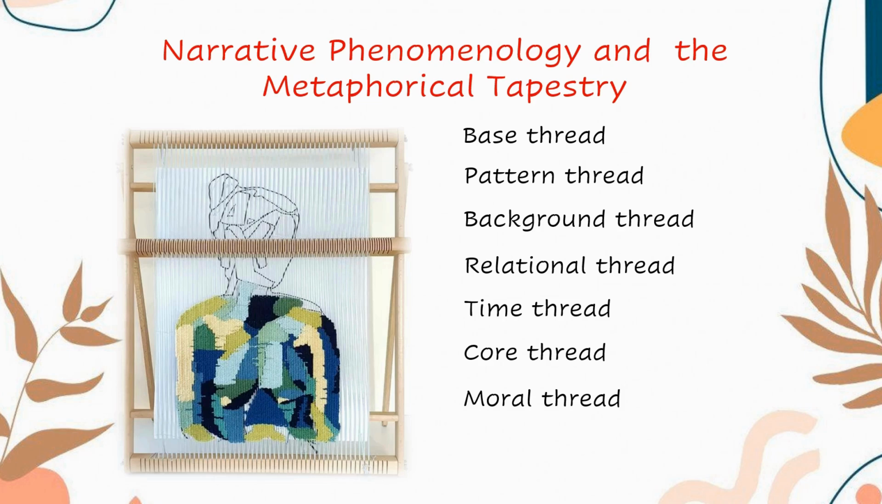Next is the moral thread, and these threads add ethical and moral dimensions to the tapestry. They represent how participants portray and resolve ethical dilemmas. And lastly, we have the reflective thread, which runs through the entire tapestry, representing the narrative process itself. It considers the researcher's role and the interaction between the researcher and the participants, reflecting on how the act of storytelling influences the narrative.